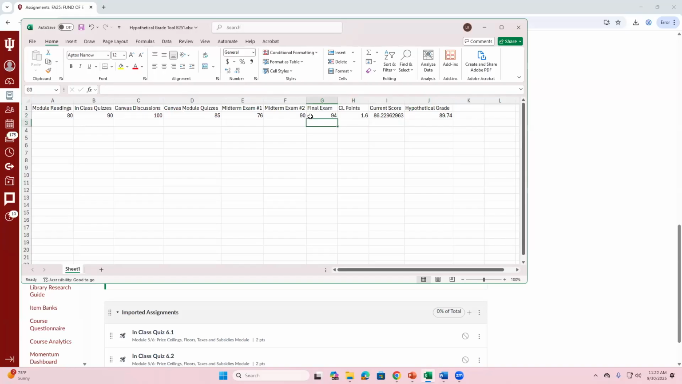But everyone's going to be different, right? You'll put in your grades, and then you can play around with this exam 2 and final exam grade to see what scores I need to get for these different hypothetical grades I'm interested in, okay? But notice when I'm changing these, it doesn't change the current score. It's just changing this hypothetical grade.